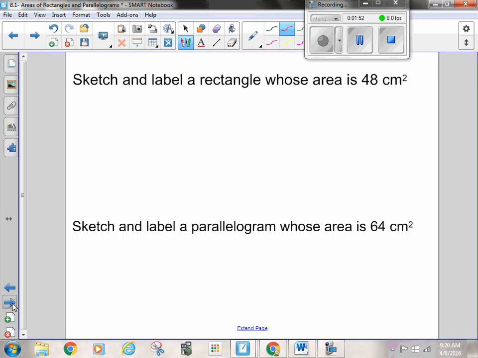All right. So the next one, it says sketch and label a rectangle whose area is 48 centimeters squared. So we need to just come up with something. Base times height equals 48. So pick any number for base that's smaller than 48, and I would say hint, make it an even number because it's going to make that a lot easier. So if we pick 4, we can solve for our height. We chose a base of 4. If we divide both sides by 4, we get a height of 12.